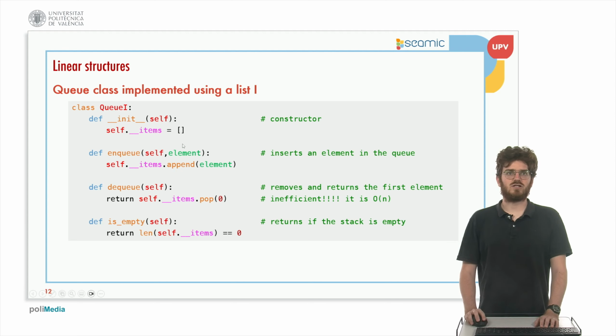Again, the constructor is very similar to that of the stack. We have a hidden instance variable called items with a double underscore. And then we have the enqueue and dequeue elements, which are very similar. The enqueue adds elements at the end of the list, and the dequeue operation removes the first element from the list. This is not very efficient, but we'll see that on the next slide. Don't worry for now. And of course, the isEmpty operation has a very similar implementation to that of the stack.